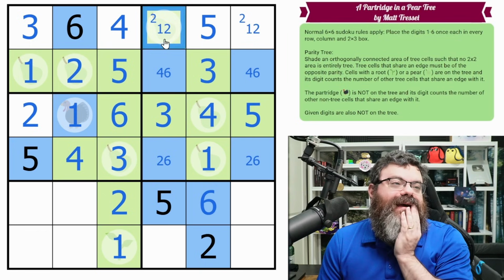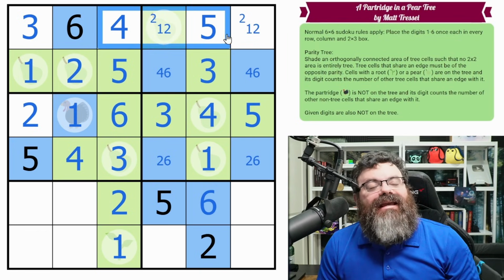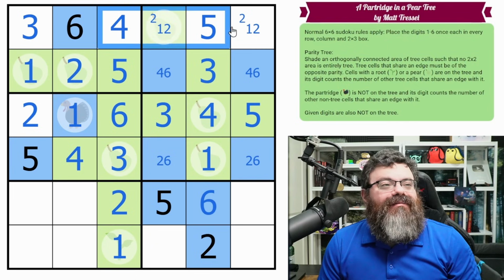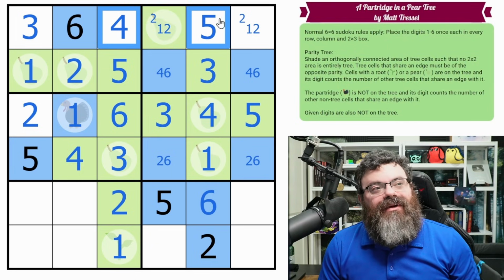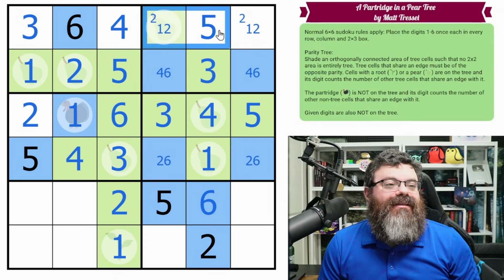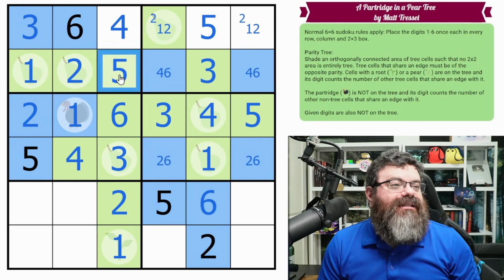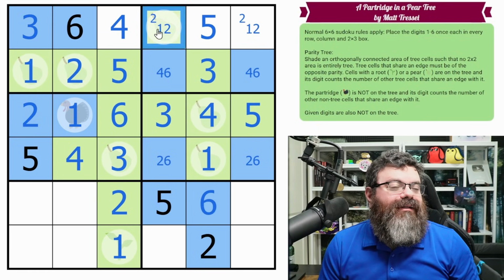This still has to connect somehow. I'll note that it can't go all the way across because these would have to be the same parity as each other if it was going to go all the way across, and they're not. So this either connects to the green this way or this way, but not both ways. This is a 1, so these are both blue. Let's see if we have more pairs that are helpful here.